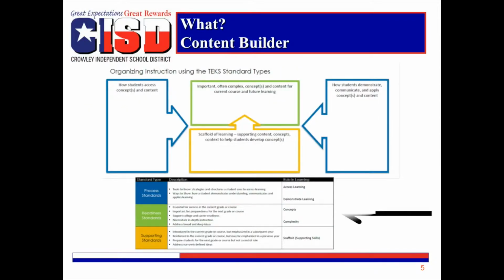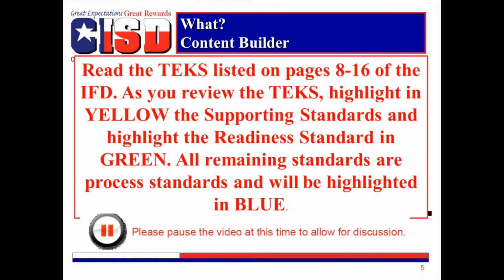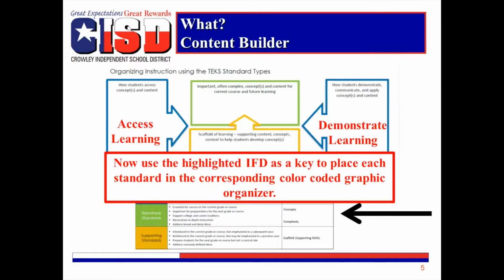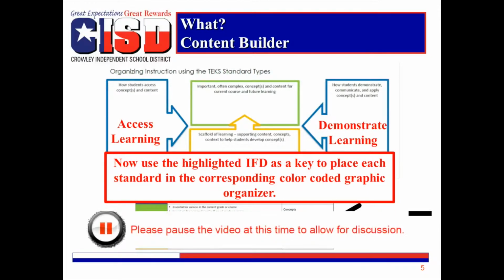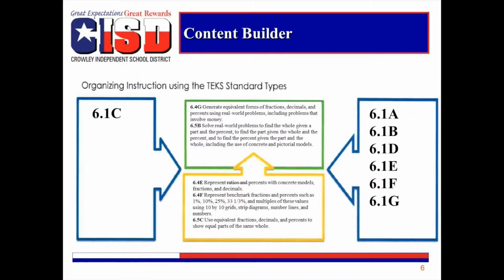If necessary, please refer to the Organizing Instruction Using the TEKS Standard Types document to review the description and each standard's role in learning. Take note that the blue process standards will fall into one of 2 basic categories: how students access learning or how students demonstrate learning. Please take a moment to complete this task. Now use the highlighted IFD as a key to place each standard in the corresponding color-coded graphic organizer. Please take a moment to review the placement of each TEK. Notice for this unit there are 2 readiness standards, 6.4G and 6.5B.